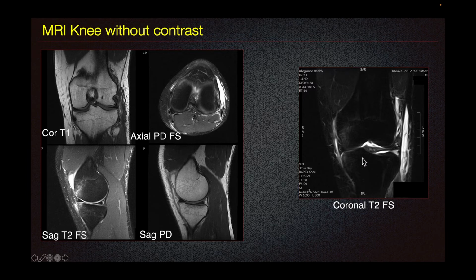On our coronal T2 fat sat imaging, again we can see this bone contusion in the medial femoral condyle and the tibial plateau, and some sprain injury to the fibular collateral ligament, which would have been expected in this region.